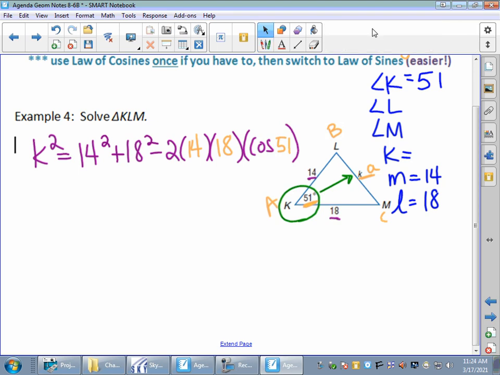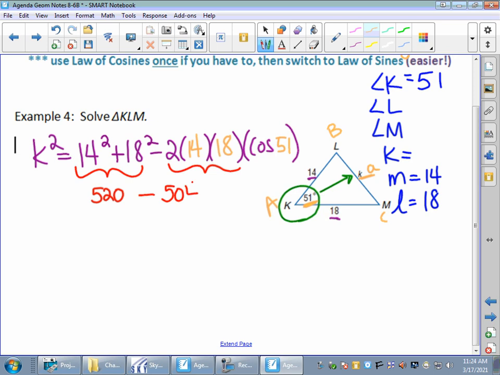So then I can go ahead and I can do some math. 14 squared plus 18 squared. I did this math earlier and I got 520 minus, I'm going to do this math and get a 504 times the cosine of 51. Notice I'm not just multiplying 2 times 14 times 18 times cosine of 51 because I'm going to get an irrational number there. That's why I'm holding off.